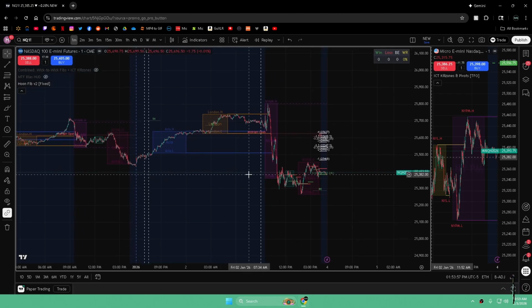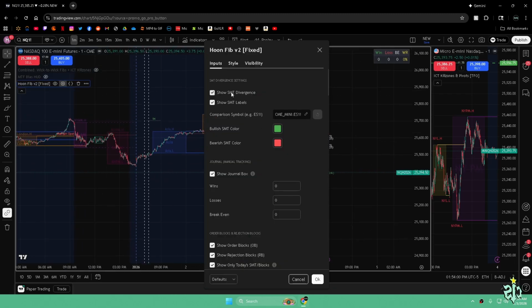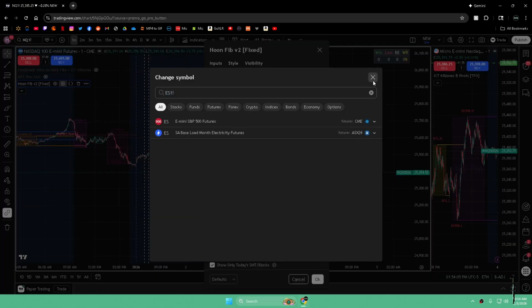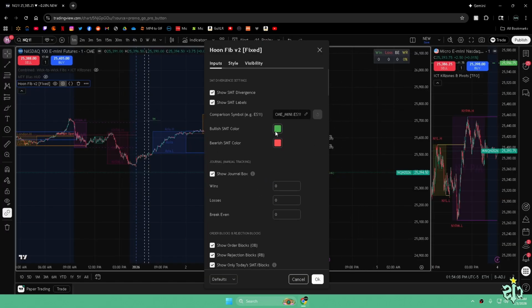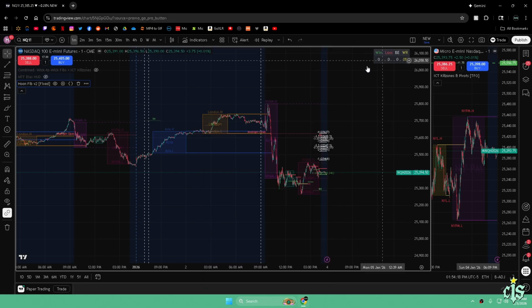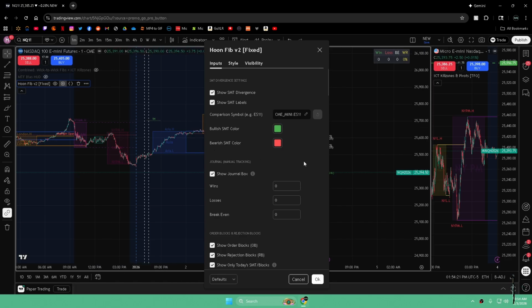It shows our SMT divergences between ES, or if you want to use a different thing like the Dow, you could change that. It shows if it's a bullish SMT or bearish, right? You get a journal, top right. I was trying to make it so you could click on it and then it'll increase it, but unfortunately there's no way to do that because it's too complicated of a code. But you could jot down your notes for win, and then it will automatically calculate your win rate, break even, and losses, right?